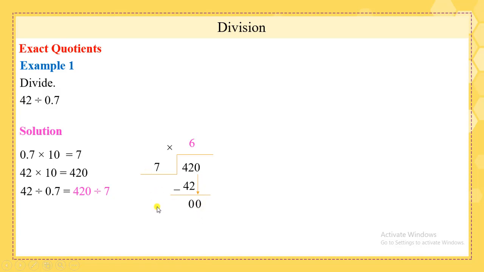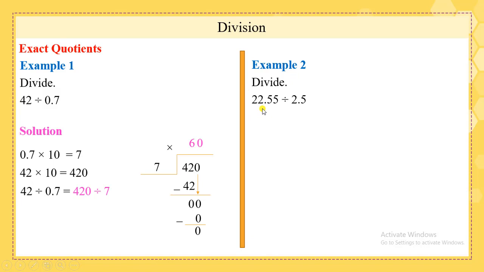Now divide 0 by 7. How many 7s do we need in order to get 0 or almost 0? The answer is 0. We do not have any 7s. Now 0 multiplied by 7 is 0. Time for subtraction. 0 minus 0 is 0. Then our quotient is 60 and we do not have any remainder.